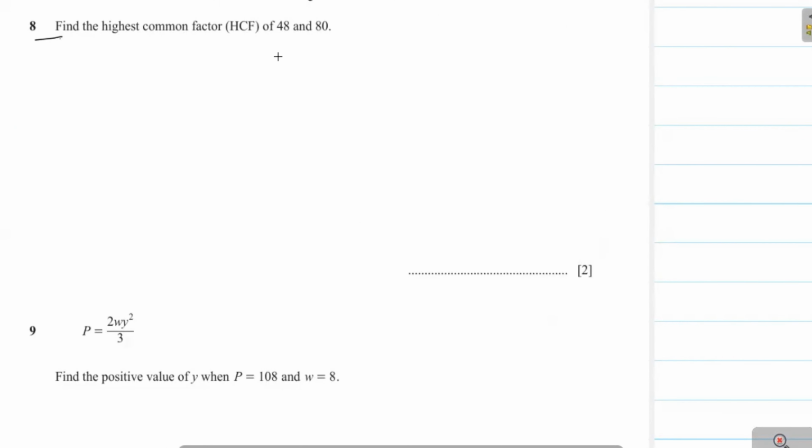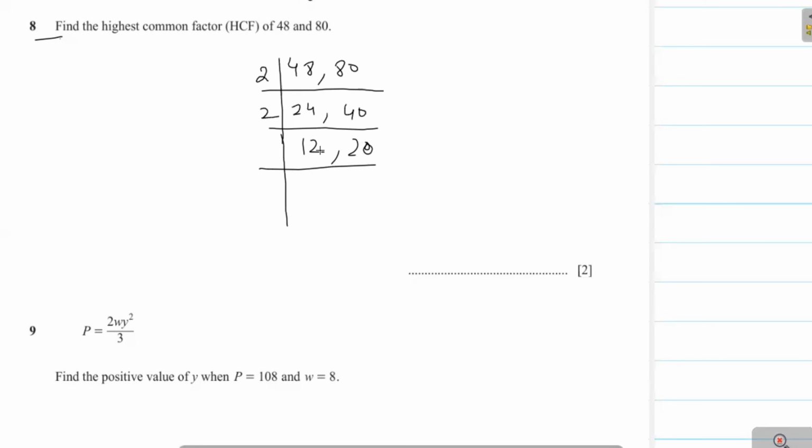Question 8. Find the HCF of 48 and 80. We look for the number that divides both numbers. You see here we can divide both numbers by 2. We get 2 times 24 is 48, 2 times 40 is 80. Next, 2 times 12 is 24, 2 times 20 is 40, and next we can divide both numbers again by 2. Now 2 times 6 is 12, 2 times 10 is 20, and next is 2 times 3 is 6, and 2 times 5 is 10.